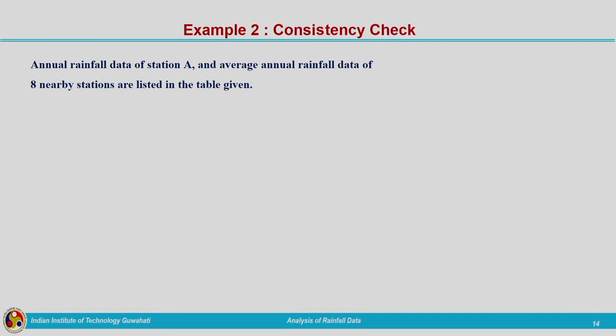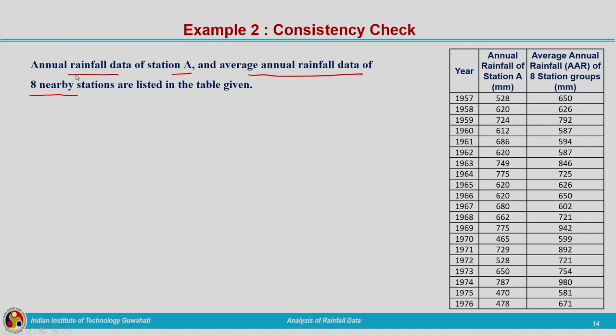Now we can solve a numerical example related to consistency check. Let me read out the question. Annual rainfall data at station A and average rainfall data of 8 nearby stations are listed in the table given below. So we are having the annual rainfall data of station A and average annual rainfall data of 8 nearby stations. So it is given in the table. Annual rainfall data from the 8 stations were given, and the average of that has been taken and put in the table.